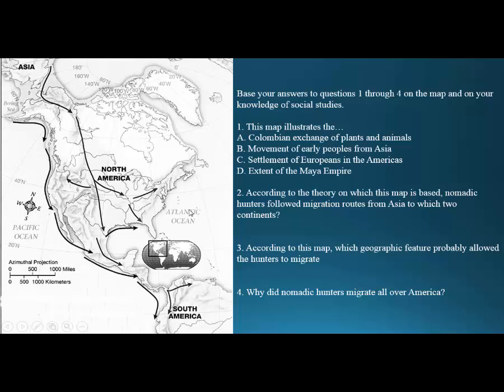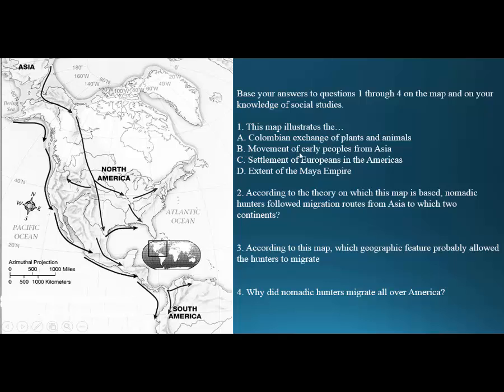It's better to stop and go slow and get it right than to rush and get it wrong. Now let's do our proper multiple choice test skills. Let's practice that. Let's read all of the choices. Choice A, Columbian exchange of plants and animals. So does this map show you the Columbian exchange of plants and animals?